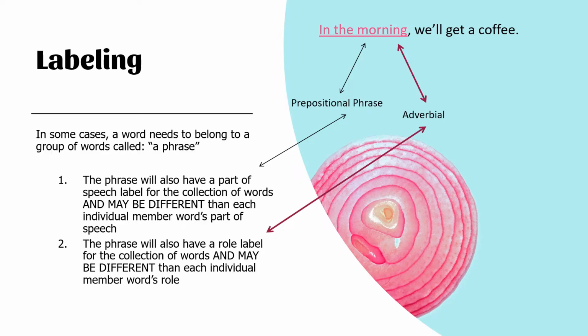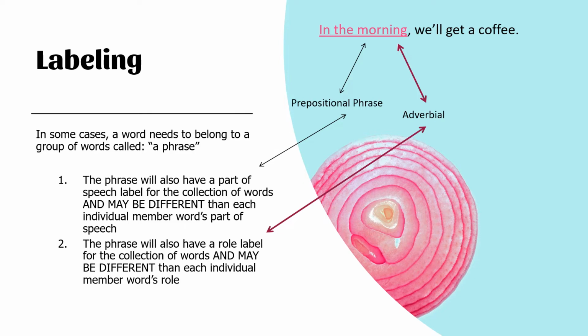Words in English seldom work alone. They often belong to a group of words called a phrase. A phrase is not the same thing as a sentence. A phrase is usually shorter and it has a particular function or role to play inside a sentence. A phrase will have a label that is associated with a part of speech, but often the part of speech name will not apply to every member word of that phrase.